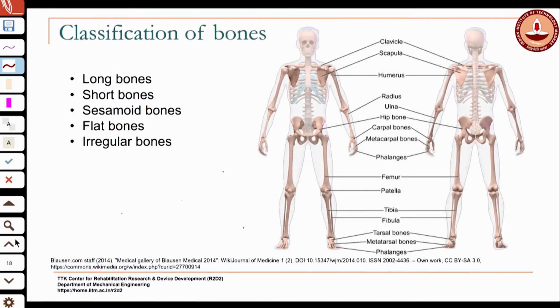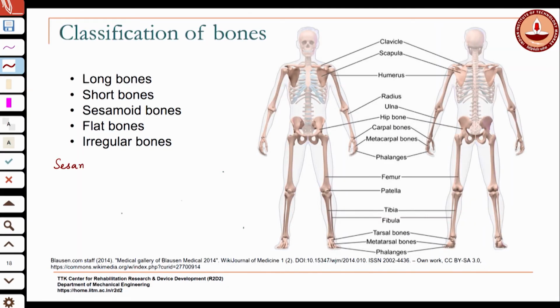Now, you have sesamoid bones, which are a special type of short bones. Essentially, they are small bones, but they are given a special name because they are bones that are embedded in a tendon. And the classic example of the sesamoid bone is your kneecap.